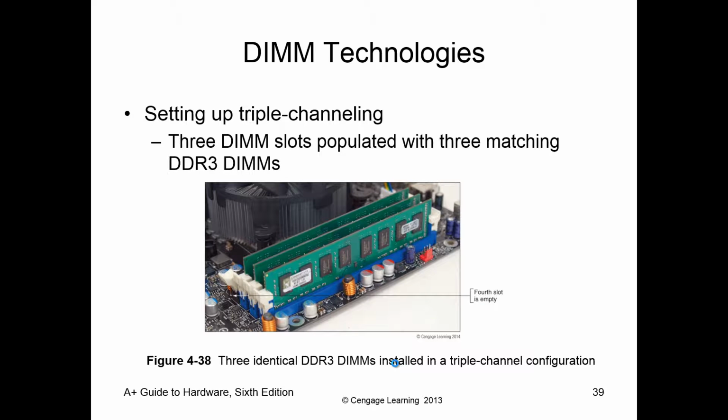What about tri-channel? Notice here there are 3 blue slots and 1 black slot. So what happens if we had memory in all 4 slots? The 4th channel really just wouldn't be used, the same as the tri-channel. It's actually more efficient to just use the 3 slots, not all 4.